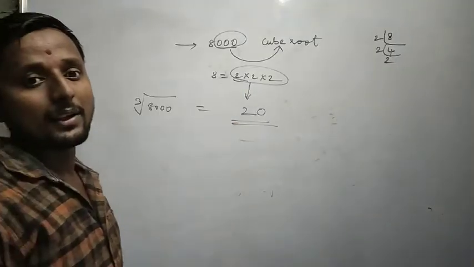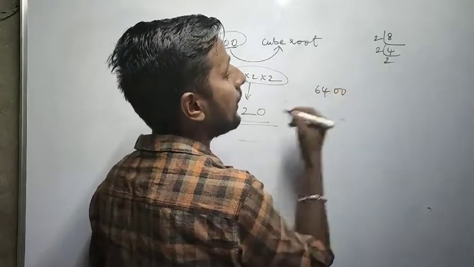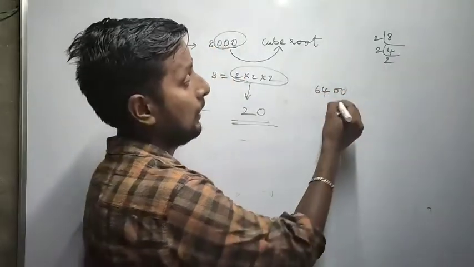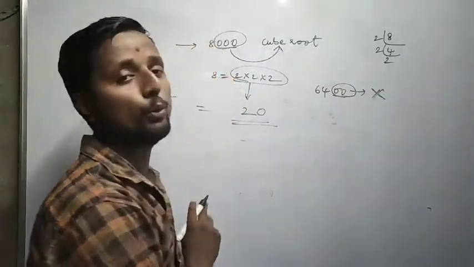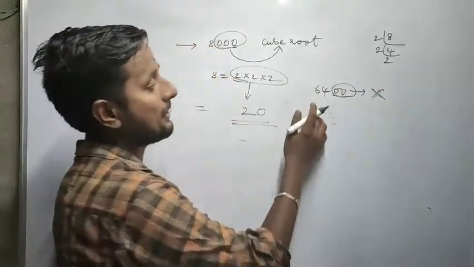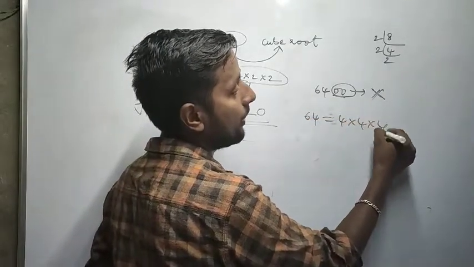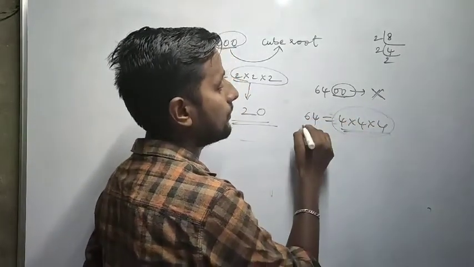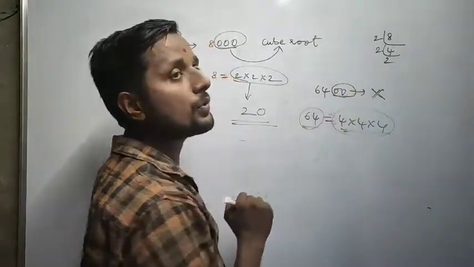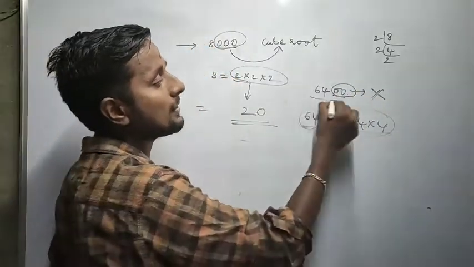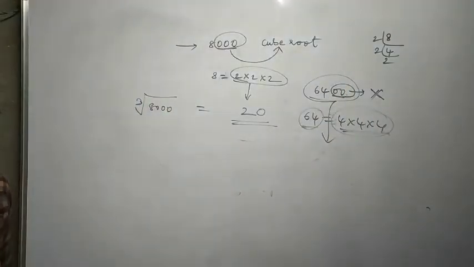Why am I telling this example? Because if you have a number like 6400, look here, we have only 2 zeros. Those 2 zeros don't work out with a cube root. But 64 we can express as 4 into 4 into 4. So 64 we can write as a cube, but with the 2 zeros we can't. So overall, the 6400 will decide it. It's not a perfect cube. Correct?